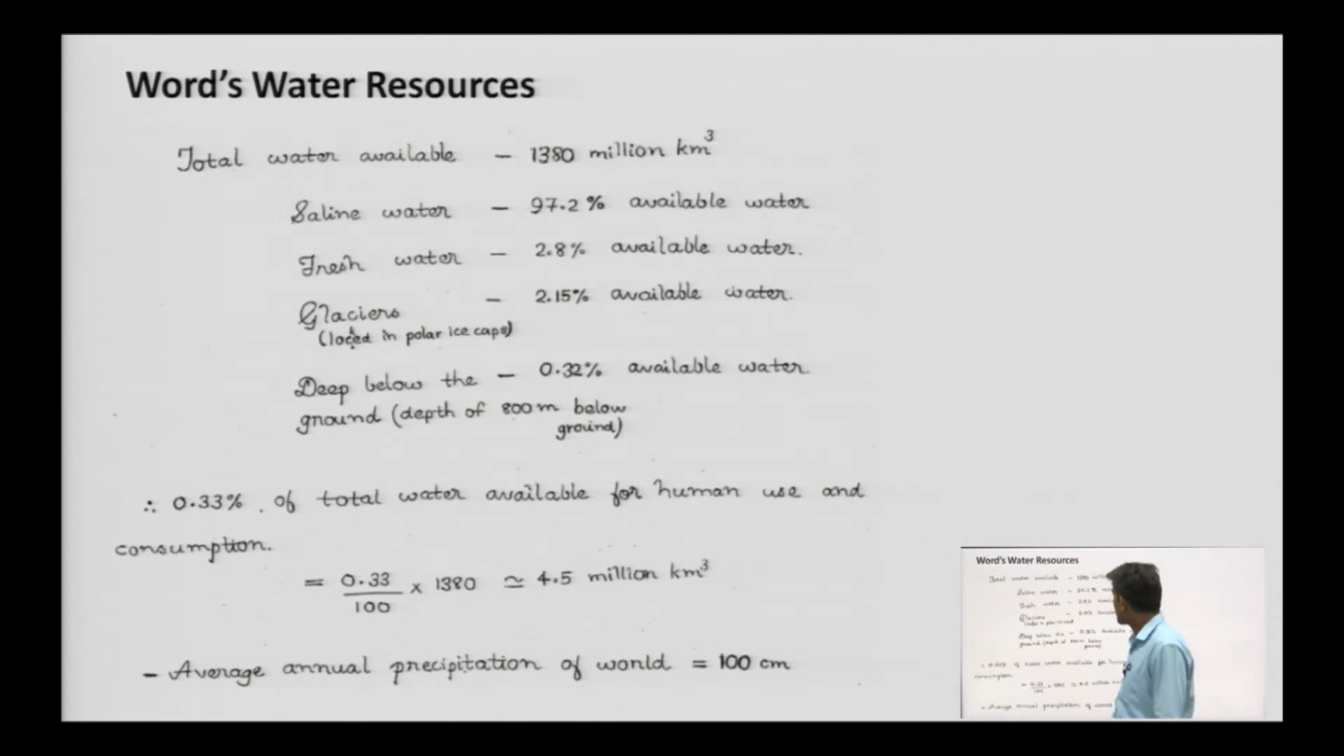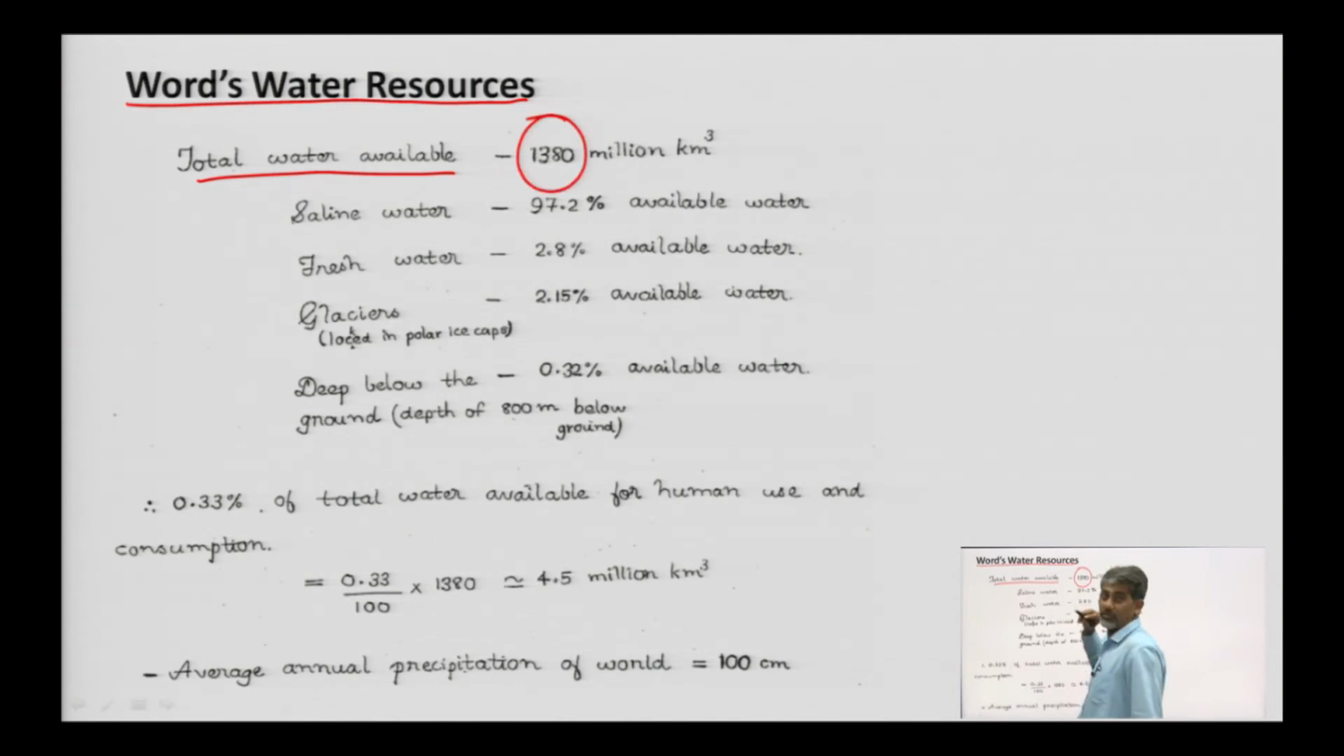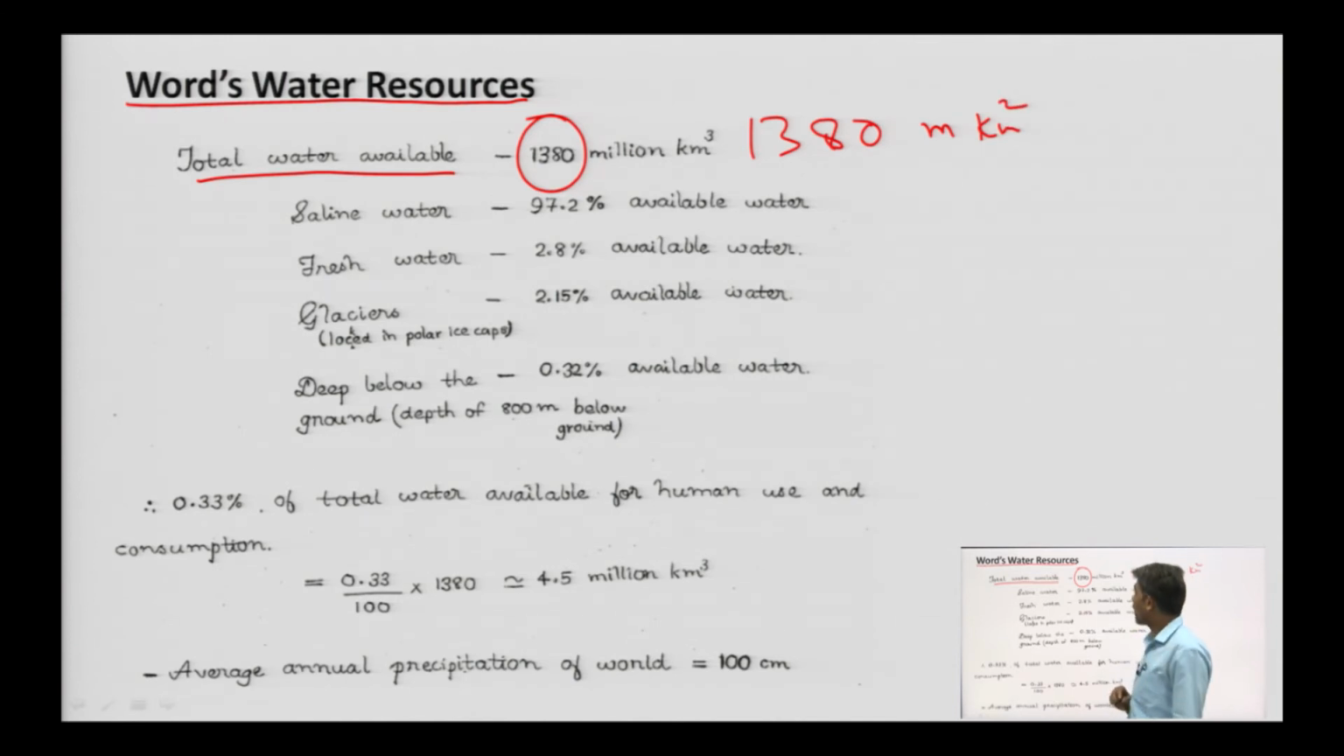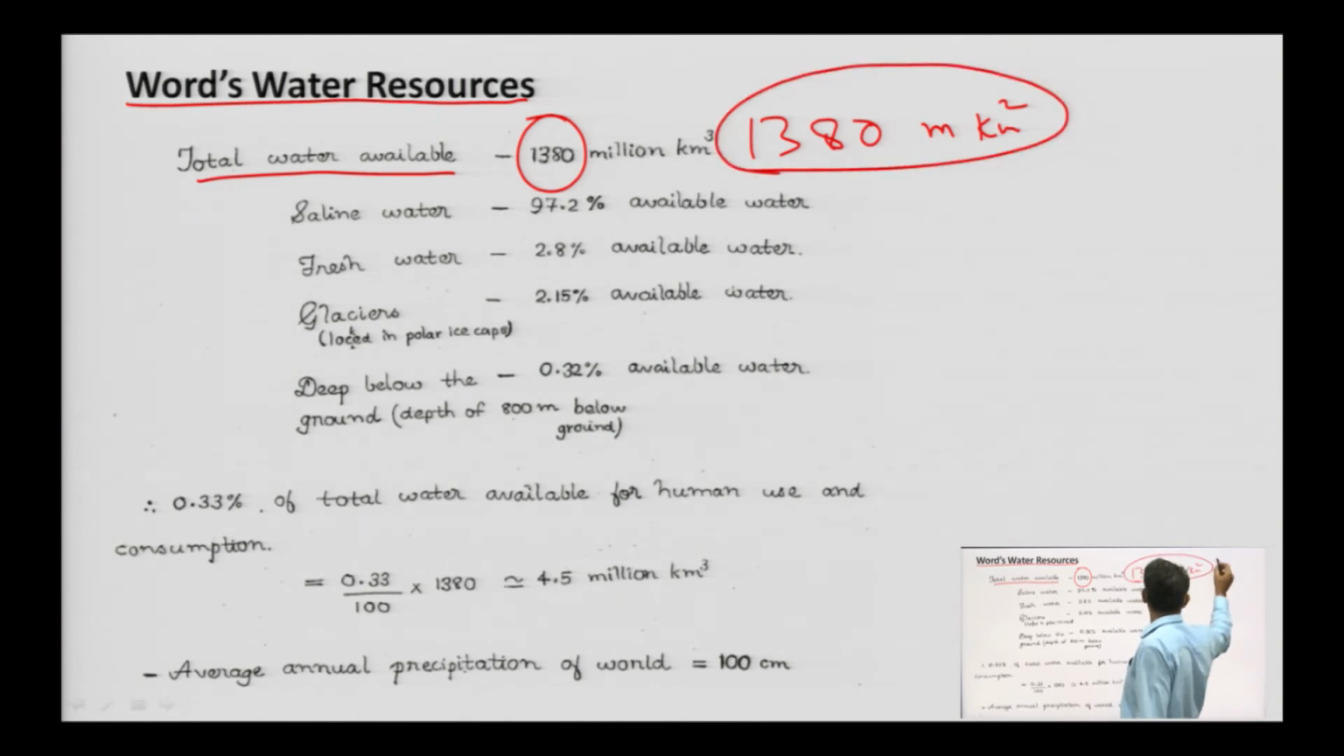The next thing is world water resources. We should know what the availability of the water is. We know that the total water available to us is 1380 million cubic kilometers. This is the total quantity of water available on our planet.